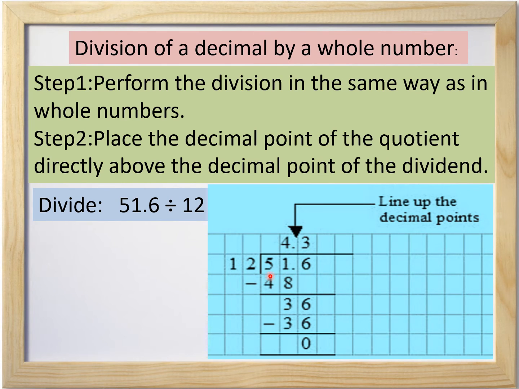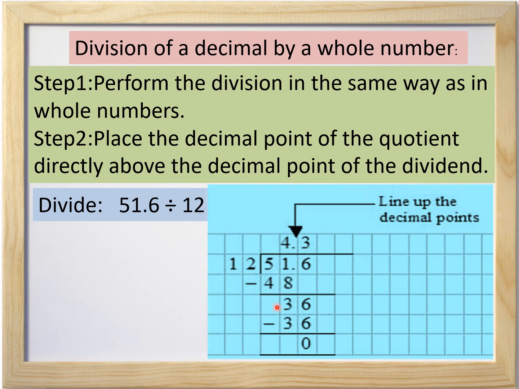But children, after 51 there is a decimal point. So we have to put the decimal point in the quotient, that is after 4, exactly above the decimal point in the dividend. Is it clear, children? And then we have to divide the other numbers. Now, what is the digit after 51 point? It is 6. So we will bring the 6 down. So it will be 36.